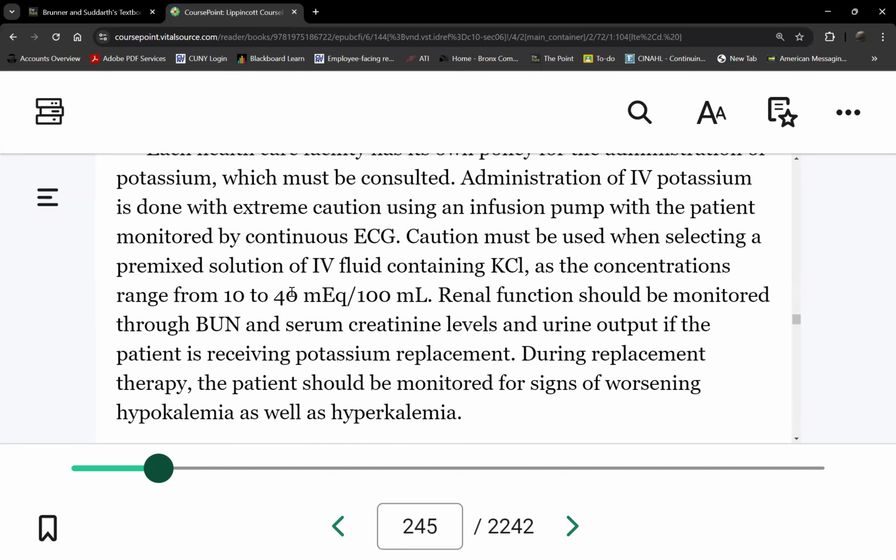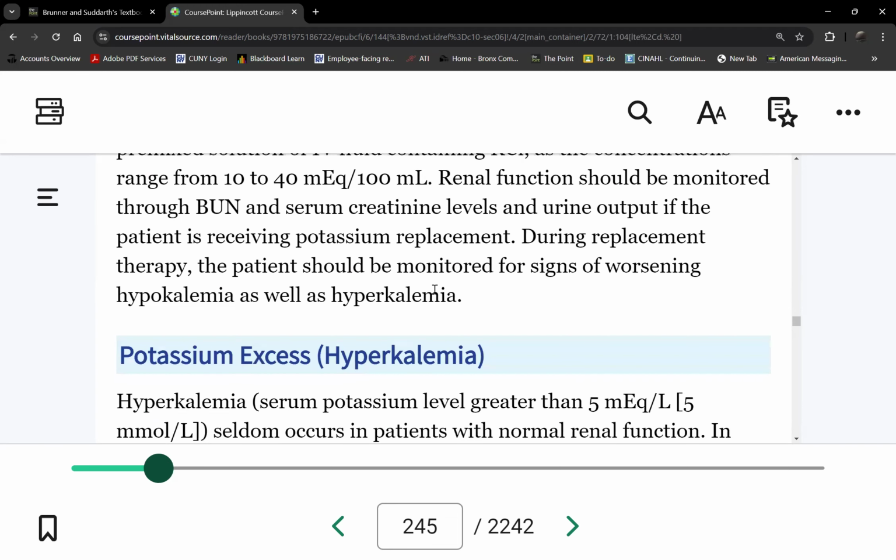For concentration, they're available anywhere between 10 to 40. However, I've never seen 40 in 100. So it's only 1:10, meaning for every 10, it's in a 100 ml solution. Are you clear? Meaning 10 milliequivalents is diluted in 100. You'll never see 40 in 100. Right? That will burn like crazy. So the concentration is 10 per 100.